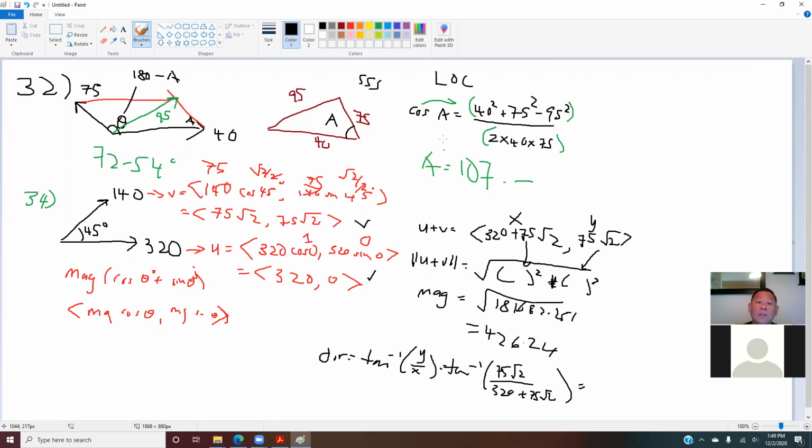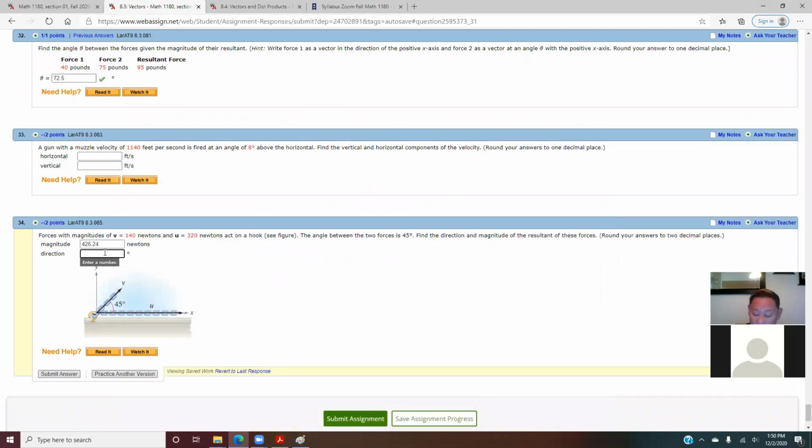So again, when you do this in your calculator, you need to put parentheses around these two because of the addition here. So 75 square root of 2, close the parentheses, divided by parentheses 320 plus 75 square root of 2. And then after that, you do the arctangent of your answer. So this is actually 13.98. Okay, so this is 13.98 degrees. I think it's 2 decimal places.